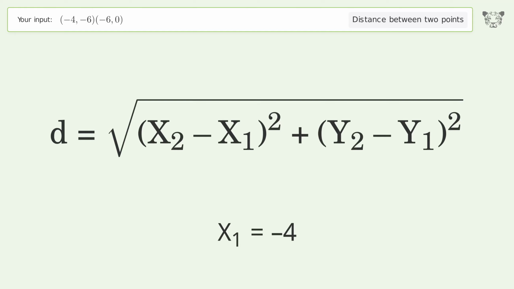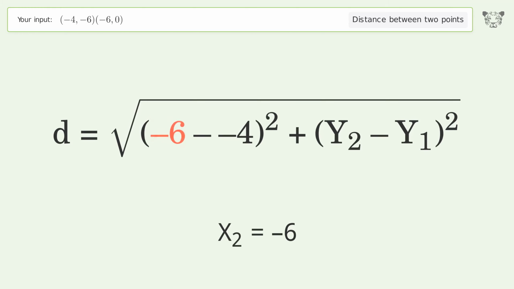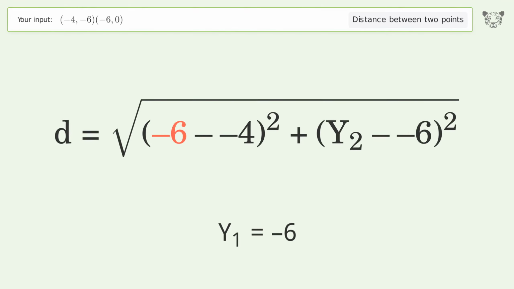x1 equals -4. x2 equals -6. y1 equals -6. y2 equals 0.